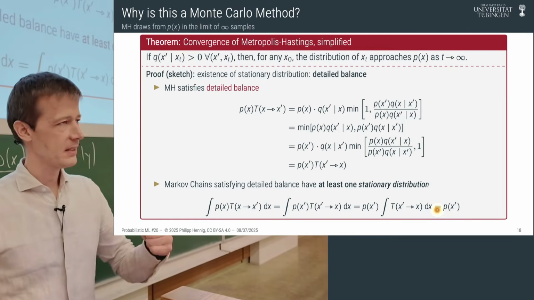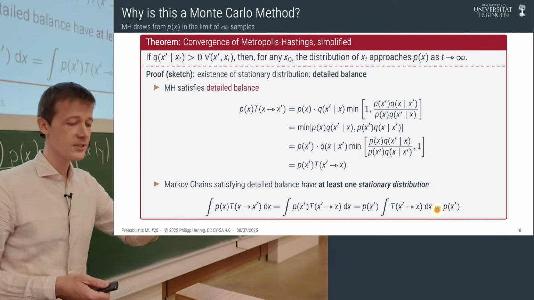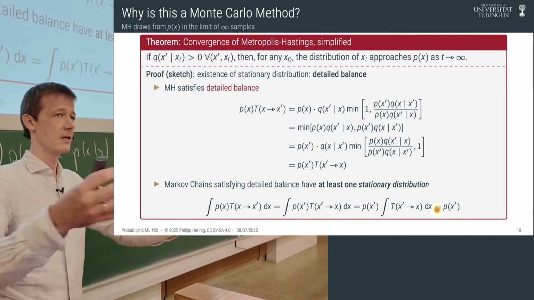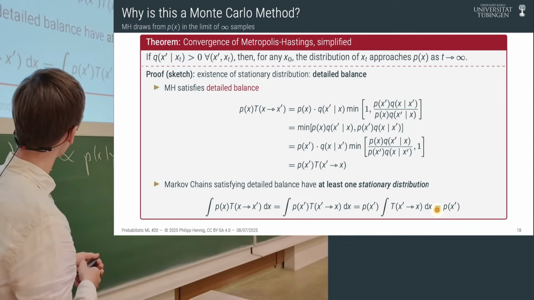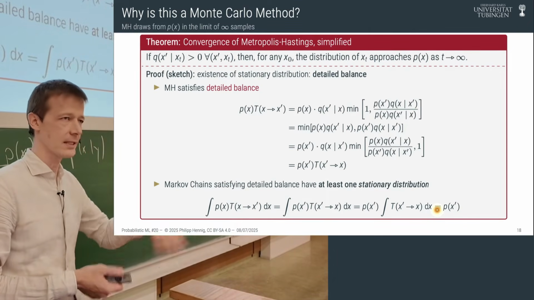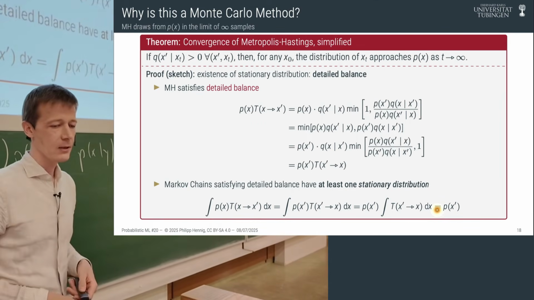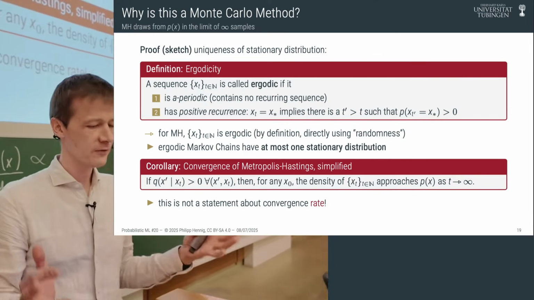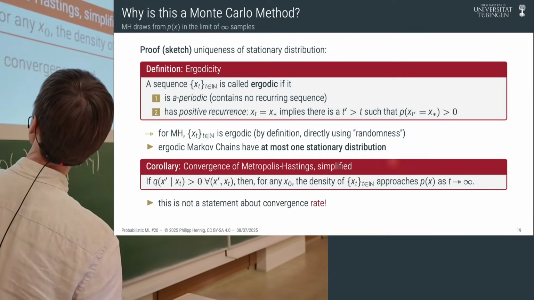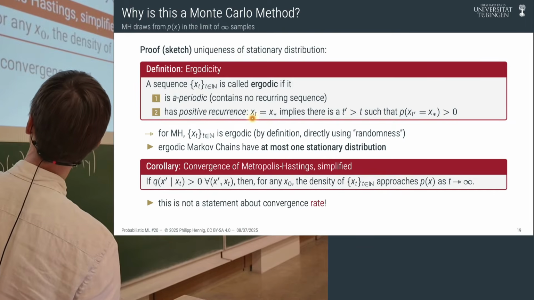And now there is the other direction, which is we need to show that there is at most one stationary distribution, namely P, and then we know that the algorithm works because it draws at most from P and at least from P. Right? So there can only be one distribution to draw from. And that other argument goes by a fancy philosophical concept called ergodicity. Ergodicity means that a sequence is aperiodic, it contains no recurring sequence, and it has positive recurrence.